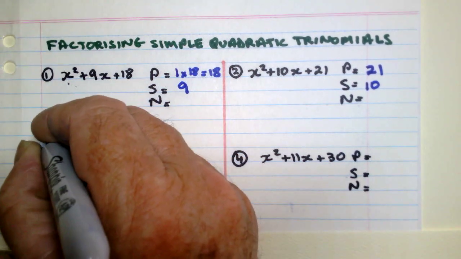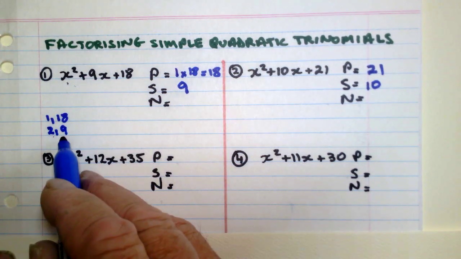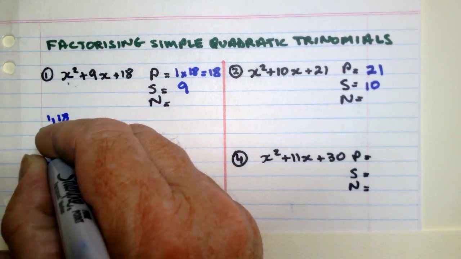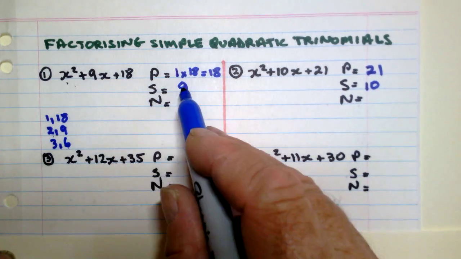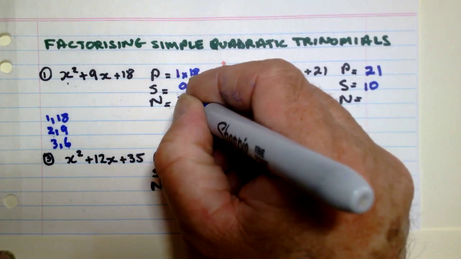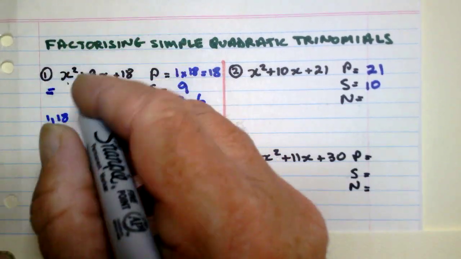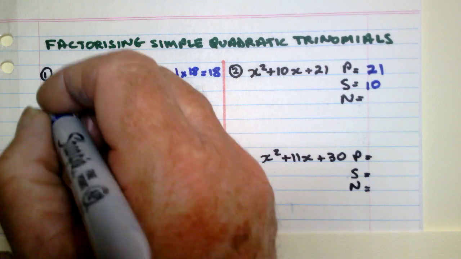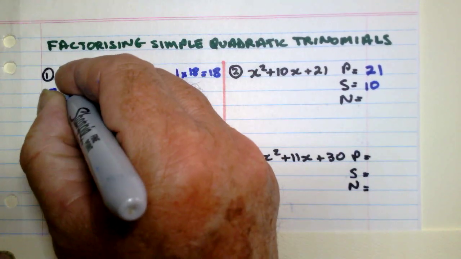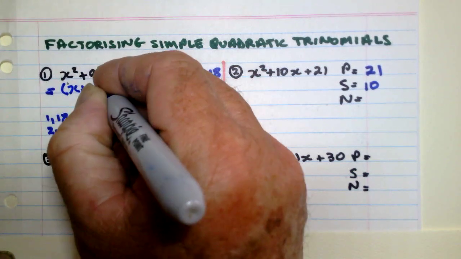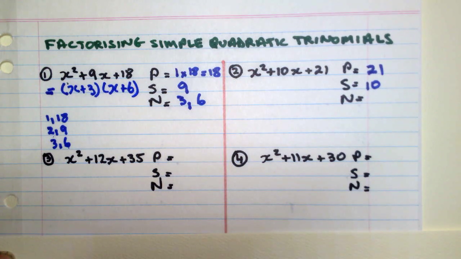What if I try 2 and 9, because 2 times 9 is 18, but 2 plus 9 is 11. So what about 3 and 6? 3 times 6, 18, 3 plus 6, 9. Yep, therefore my numbers are 3 and 6. Okay, so these are expressions, so each line starts with an equal sign. This expression here, this quadratic trinomial, is simply equal to x plus 3 bracket x plus 6. Okay, and that's all I have to do.